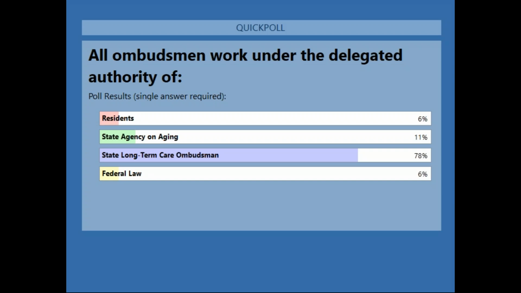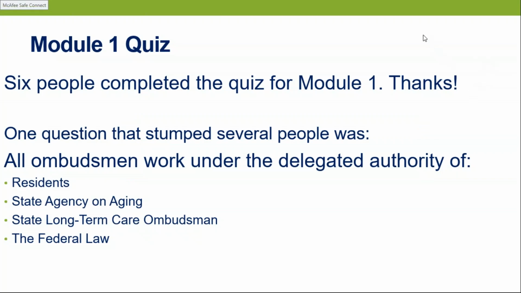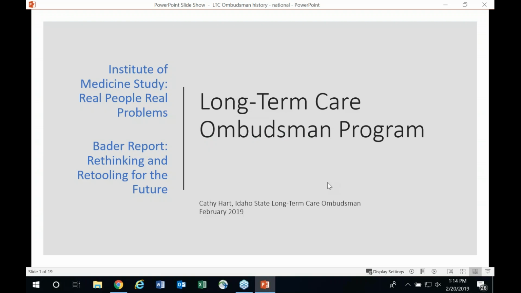Now I'd like to turn the program over to Kathy Hart. And Kathy has been the Idaho State Ombudsman for over 20 years, and she has been a mentor for 5 new state ombudsmen. So welcome, Kathy.